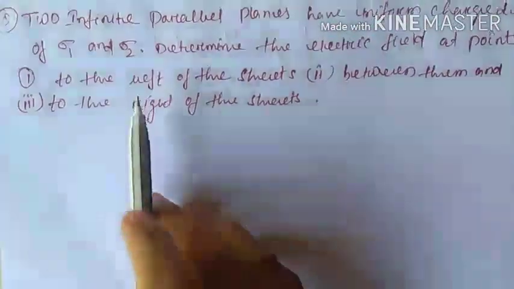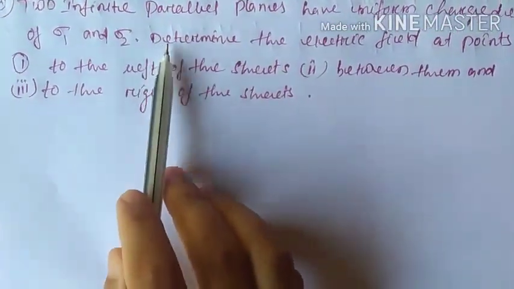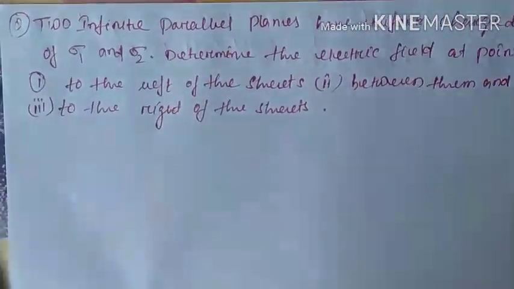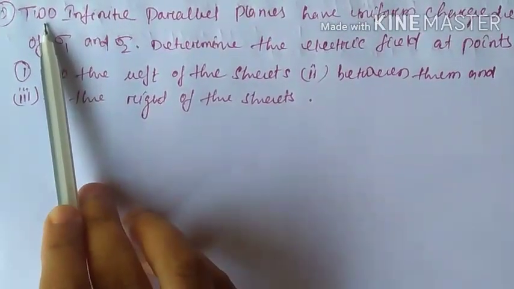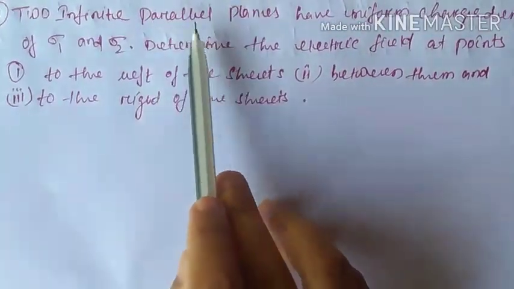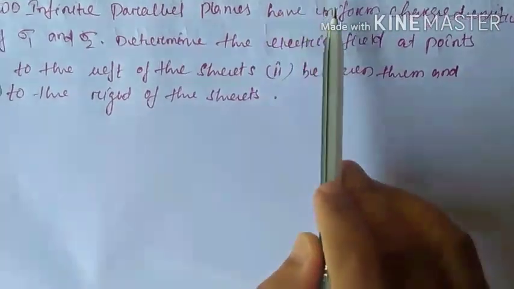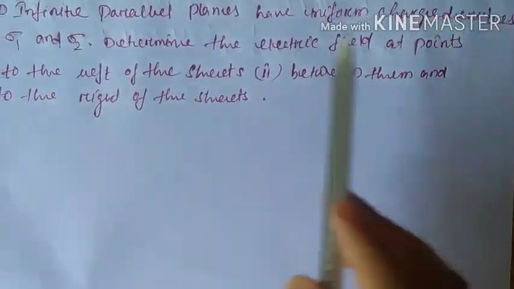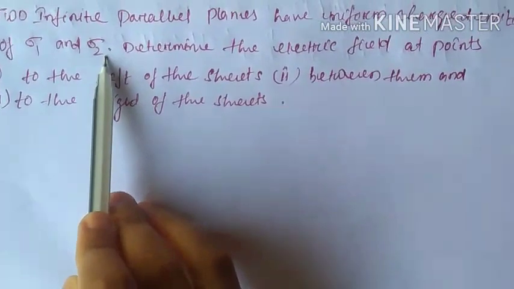Let's solve some related numericals based upon the plane sheet. So here it is given: two infinite parallel plates have uniform charge densities of sigma 1 and sigma 2.